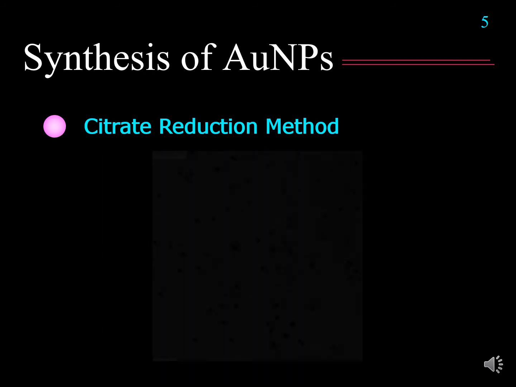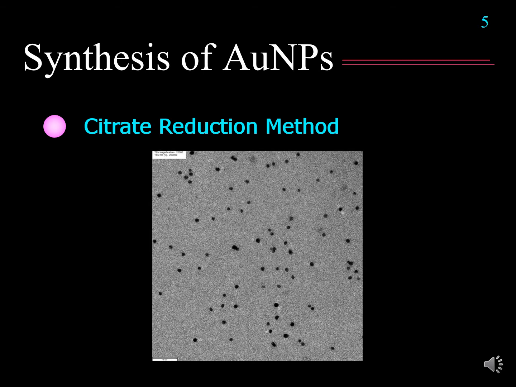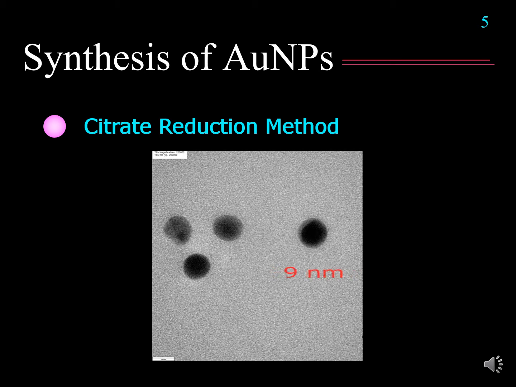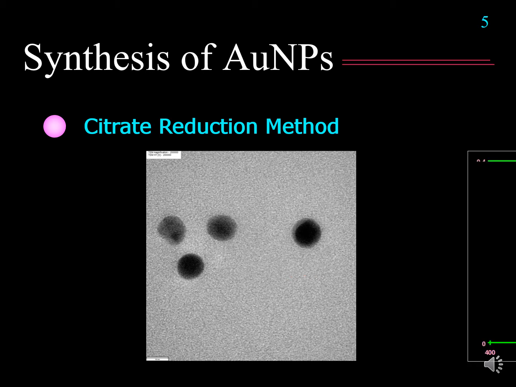We can also characterize the gold nanoparticles here by SEM or TEM images. This is a TEM image of the colloidal gold synthesized in the previous picture. Zooming into the picture a bit, we can see that our gold nanoparticle is about 9 to 10 nanometers. It depends on the concentration of the citrate ion and the gold, and also on the solvent and everything, the temperature.